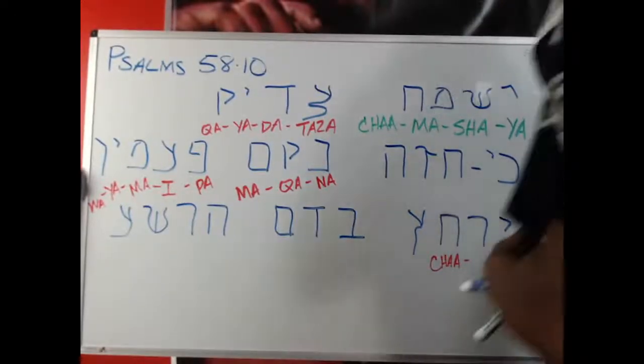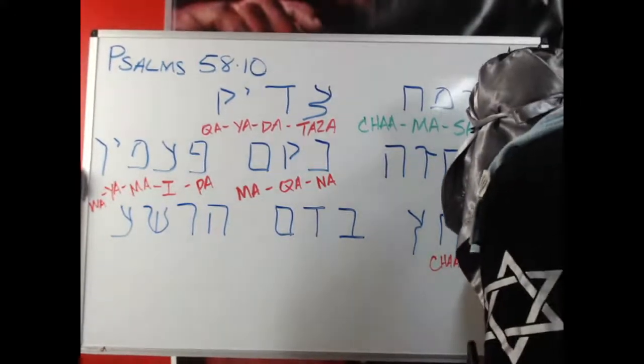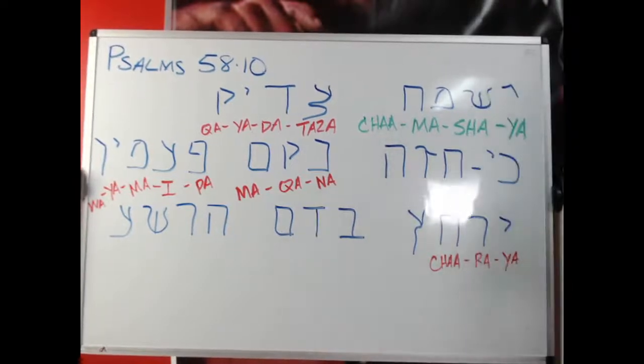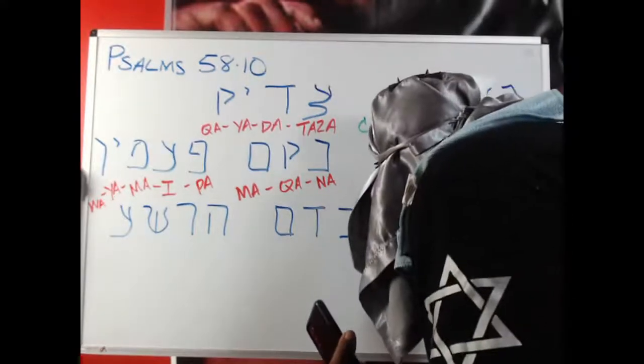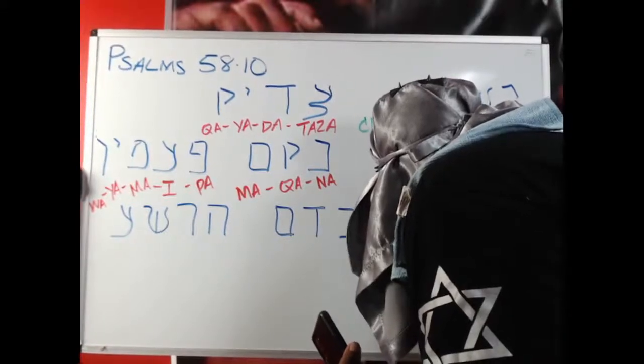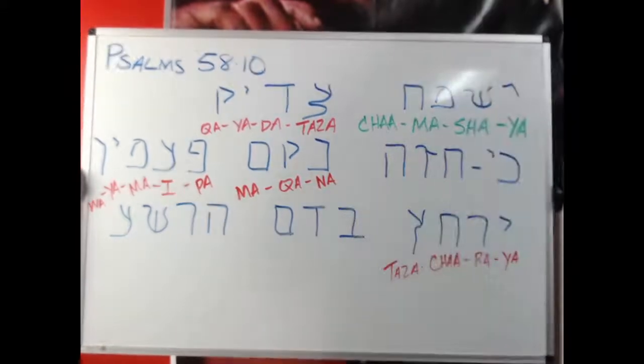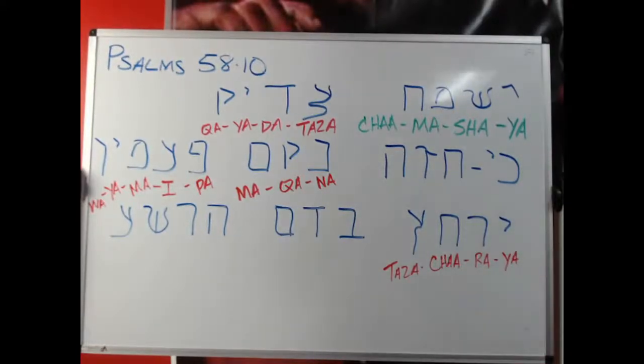Cool. So now we have Yah, Ra, Ka. Now what's my last syllable? Huh? Hey, give the brother a hand, man. There we go. Very good. Cool. Now, put that together. We have Yah, Ra, Ka, and then Tazah.